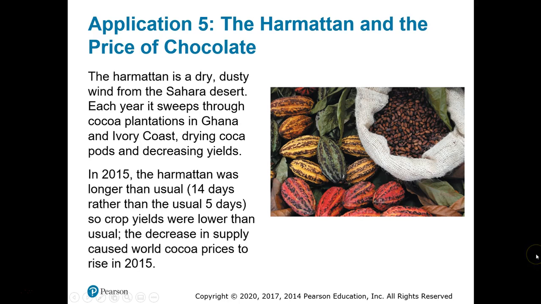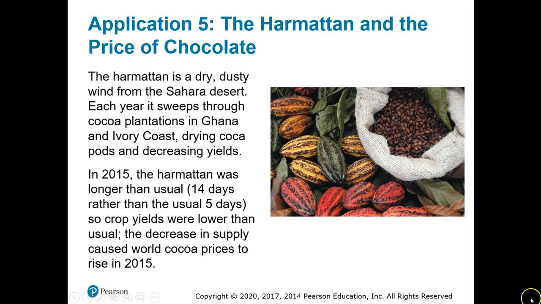So, Harmattan and the price of chocolate. Harmattan is a dry, dusty wind from the Sahara Desert, and I know I don't say it right. Each year it sweeps through the cocoa plantations in Ghana and the Ivory Coast, drying out the cocoa pods, and it shrinks how much cocoa beans we have.